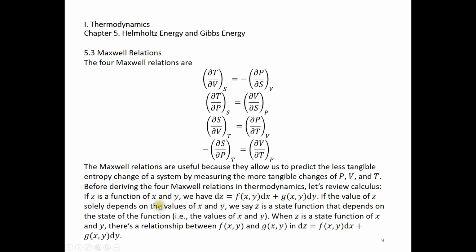If the value of z solely depends on the values of x and y, z is considered a state function that depends on the state, which is simply the values of x and y. So if you have values of x and y, the value of z is fixed. And if z is indeed a state function of x and y, then there is a relationship between this f in front of dx and this g in front of dy.